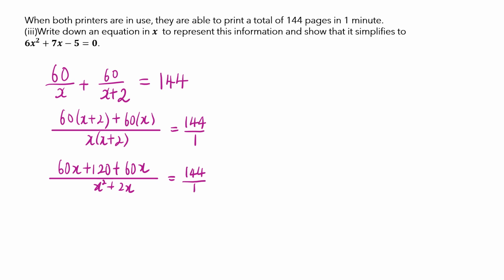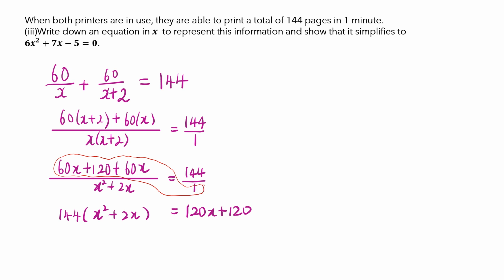We're going to do a cross multiply here. But before we do that, we can simplify the numerator to get 120x plus 120, multiplied by 1. So basically this is what happened. We take this, multiply with this, to get 120x plus 120. The equal sign, just bring it down, and then 144 multiplied with this, to get what we have there, 144 bracket x squared plus 2x.